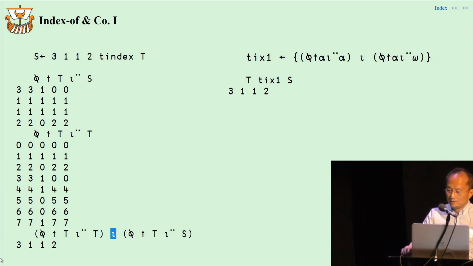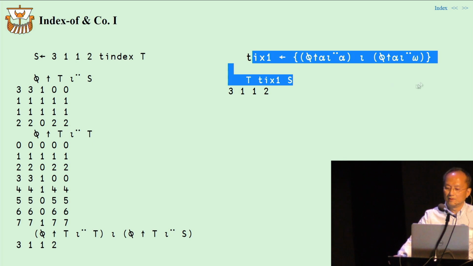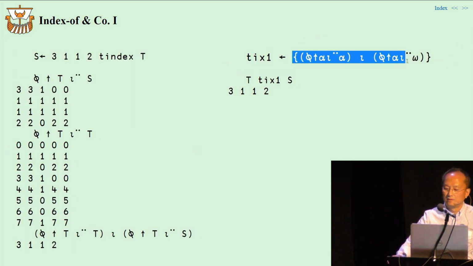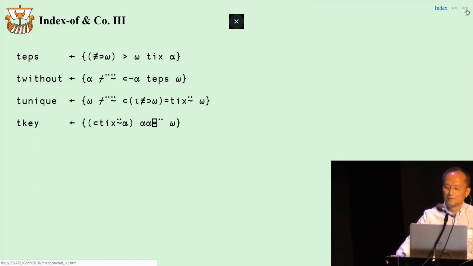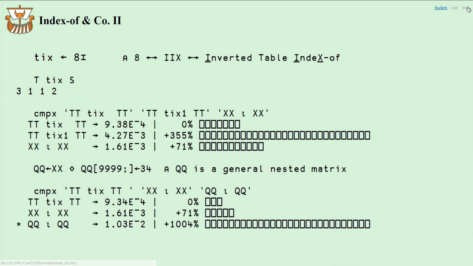That's that there. And this is what you get if you collect the code together. So it works. There is a faster one. It's the I-beam that we saw earlier.